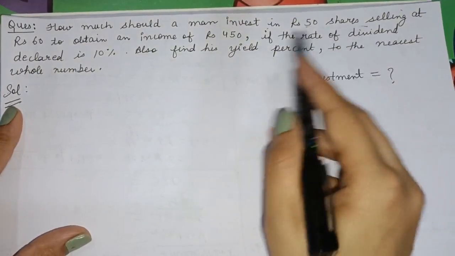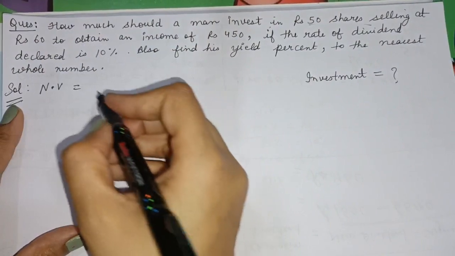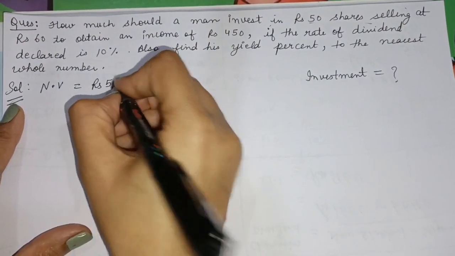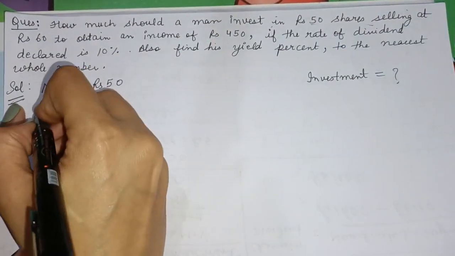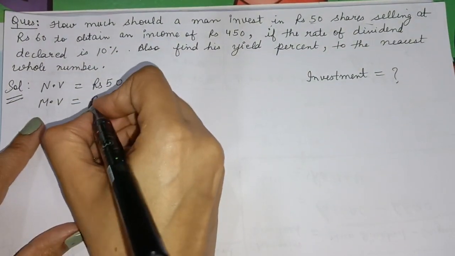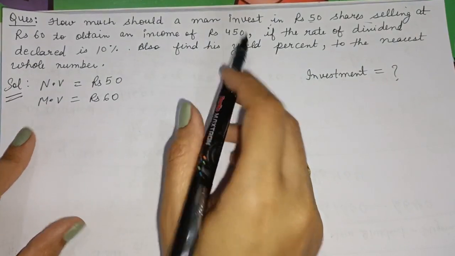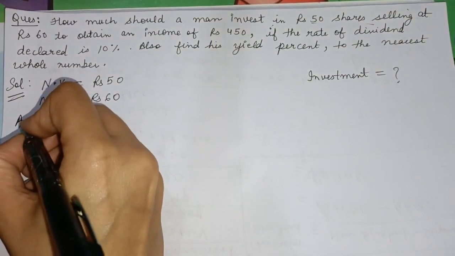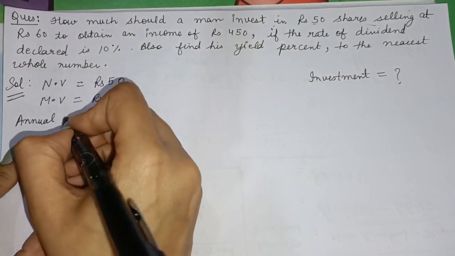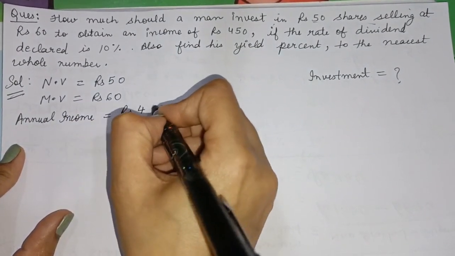In rupees 50 shares, rupees 50 is written along with the shares. That means this is our nominal value. Selling at rupees 60, so this other price is always market value, that is equals to rupees 60. Obtain an income of 450. So when income like this is given, annual income is given to us. Annual income is equals to rupees 450.